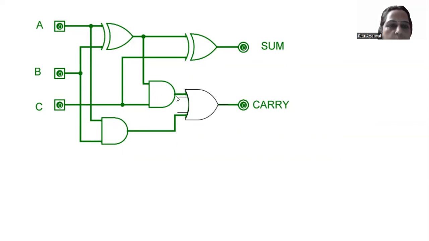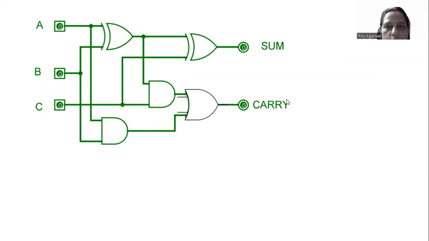So the output of this AND gate will become C times A XOR B, and this is given as an input to one OR gate. The output of the second AND gate, where the inputs are A and B, is given as the other input to the OR gate, out of which we will generate the carry.